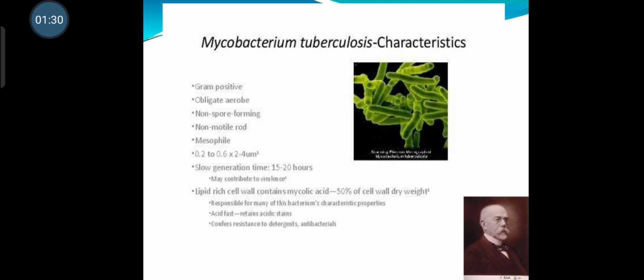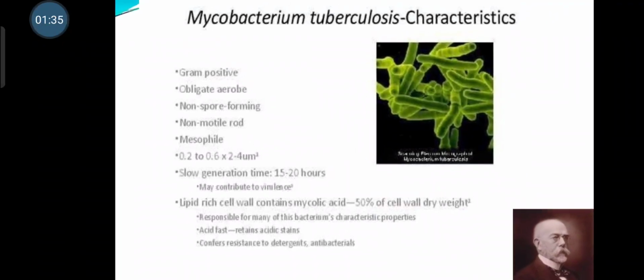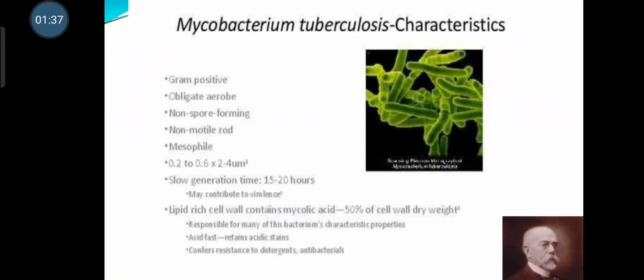Now coming to the characteristic features of mycobacteria. Mycobacteria are a specialized type of bacteria. They are gram-positive, obligate aerobes, non-spore forming, non-motile rod-shaped bacteria, and they are mesophiles. Their size is 0.2 to 0.6 by 2 to 4 micrometers. Their generation time is slow, 15 to 20 hours, which may contribute to virulence.